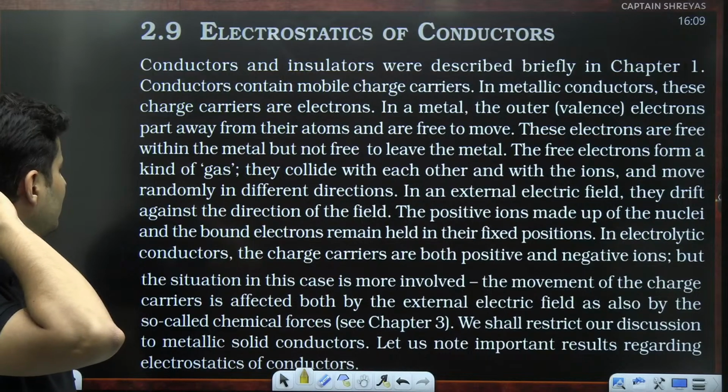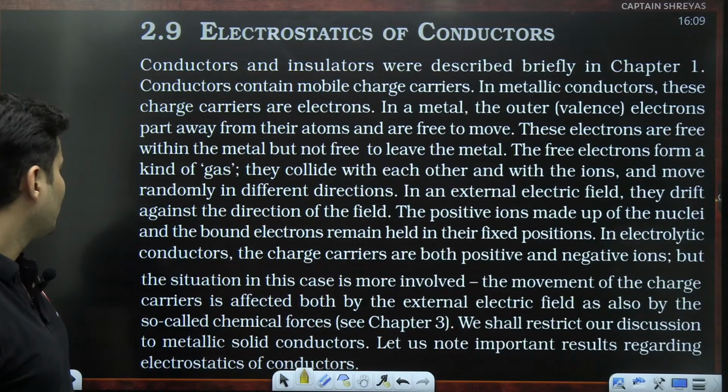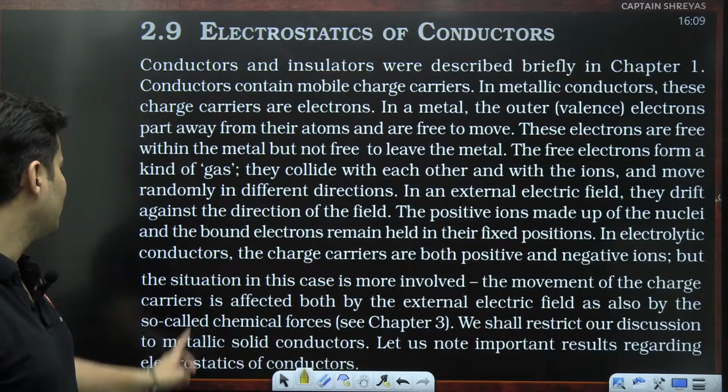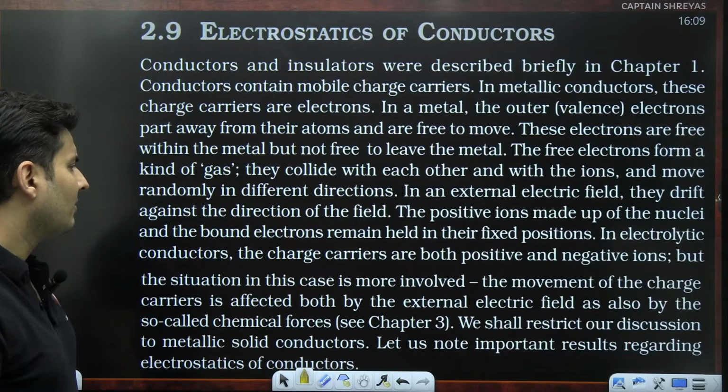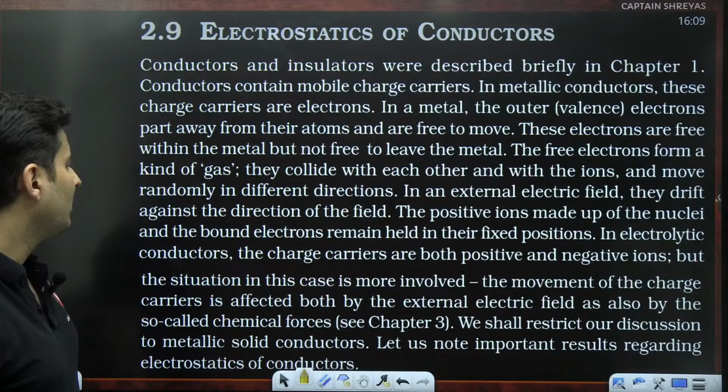In electrolytic conductors, the charge carriers are both positive and negative. The situation in this case is more involved. The movement of the charge carriers is affected by both the external electric field and the so-called chemical forces. We shall restrict our discussion to metallic solid conductors.